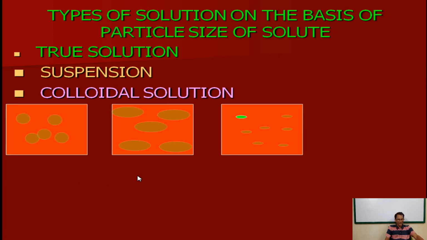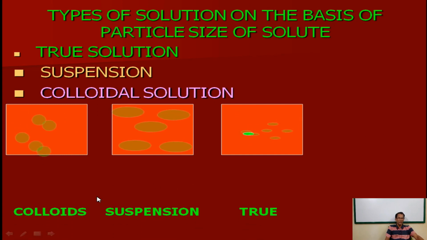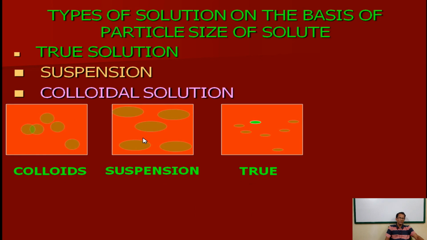You see the slides. Here the last slide has a very small particle size, that is called a true solution, and the middle one has the largest size, that is a suspension, and the first one is medium size, that is colloidal. So the first one is a colloidal solution, the second one is a suspension, and the last one is a true solution. True solution particles are very small compared to colloids and suspensions. Colloid size is in between: greater than true solution particles and less than suspension particles. Okay, these are the types of solution on the basis of particle size.